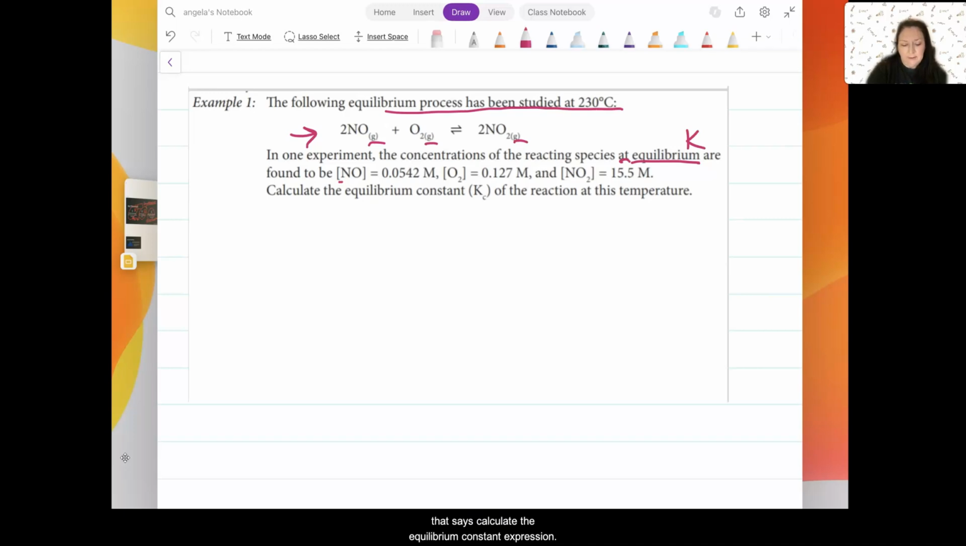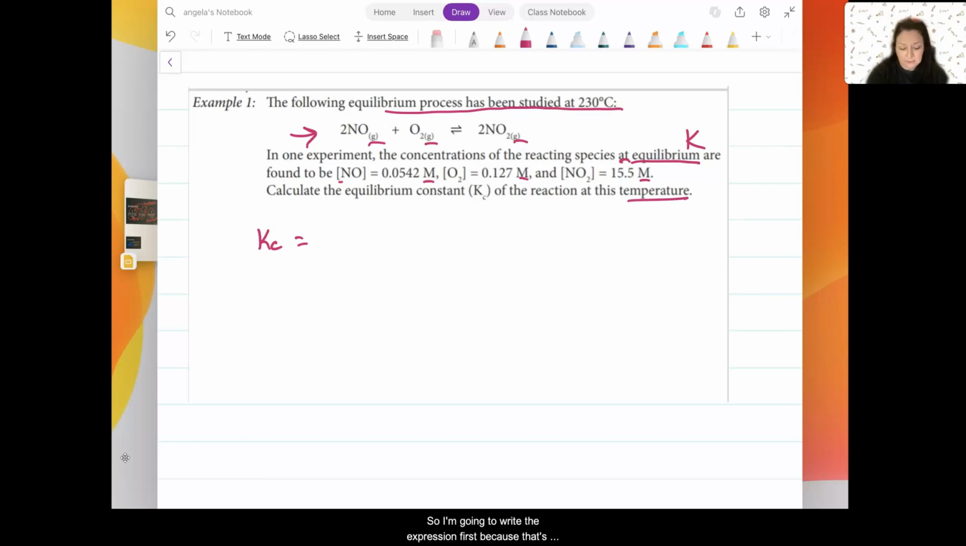It says calculate the equilibrium constant expression, so they specifically asked for the Kc. Now if they just said calculate the equilibrium constant and they didn't give me this, then I look at what they gave me in terms of data, and they gave me molarity, which is Kc, right? So I'm good to go. They want me to calculate the Kc of the reaction at this temperature.